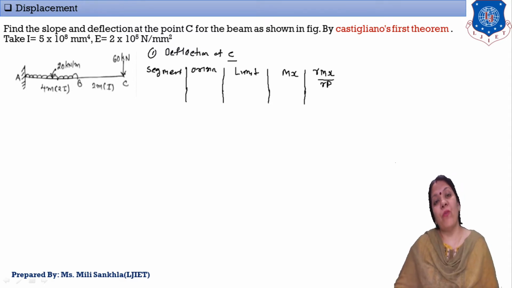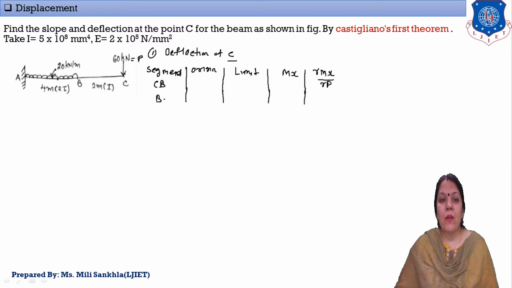Now before starting, we consider this 60 kilonewton load as P, because when we find the deflection at any point, at that point we consider the load as P. So 60 kilonewton is considered as P. Now we complete our table. First segment is CB, second segment is BA.